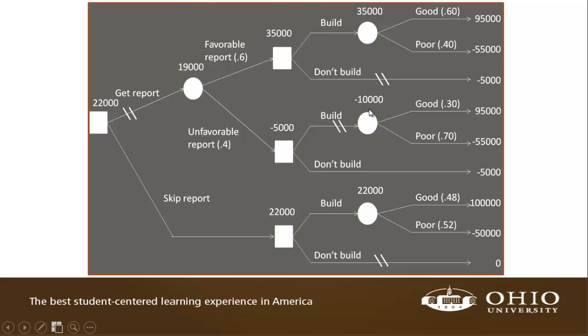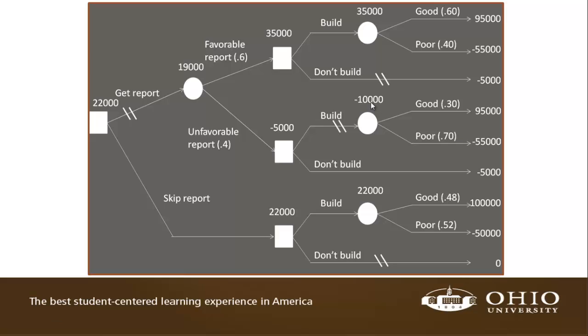In a similar fashion, we get the numbers down here. This 95 and minus 55 are the same as we discussed up here. But if we get an unfavorable report and we build, then there's only a 30% chance of a good result and a 70% chance of a bad result. So 30% of 95 plus 70% of minus 55 gives us a net loss of minus 10.